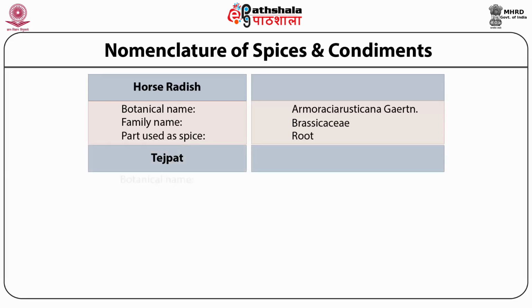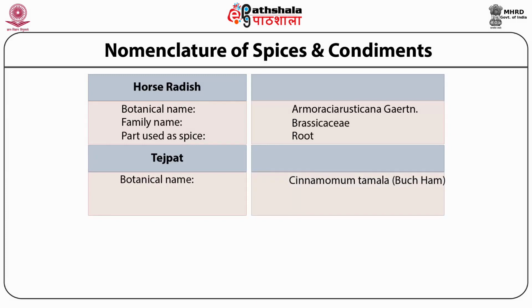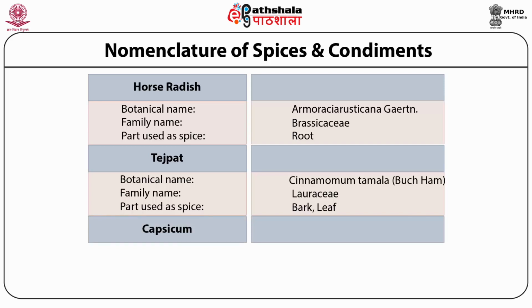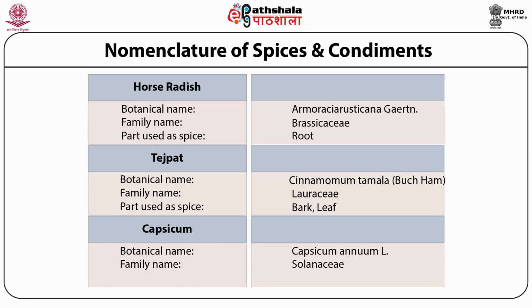Tejpat. It's botanically called as Cinnamomum tamala. It belongs to the family Lauraceae, and the part of the plant used as spice is the bark and the leaf. Capsicum. It's botanically called as Capsicum annuum L. It belongs to the family Solanaceae. The part of the plant used as spice is the fruit.